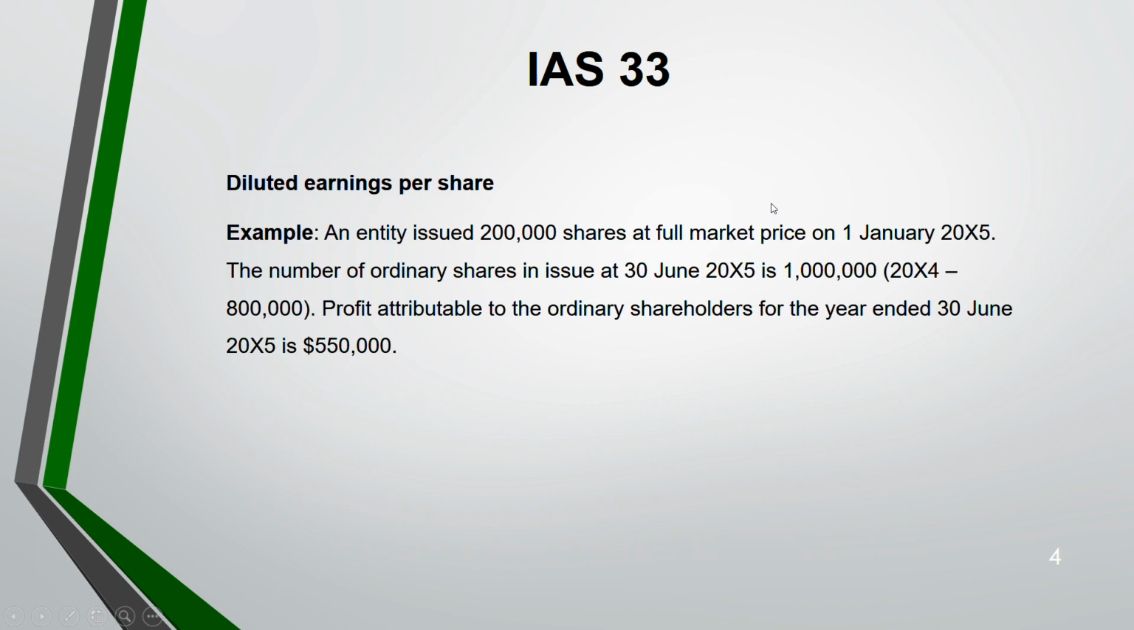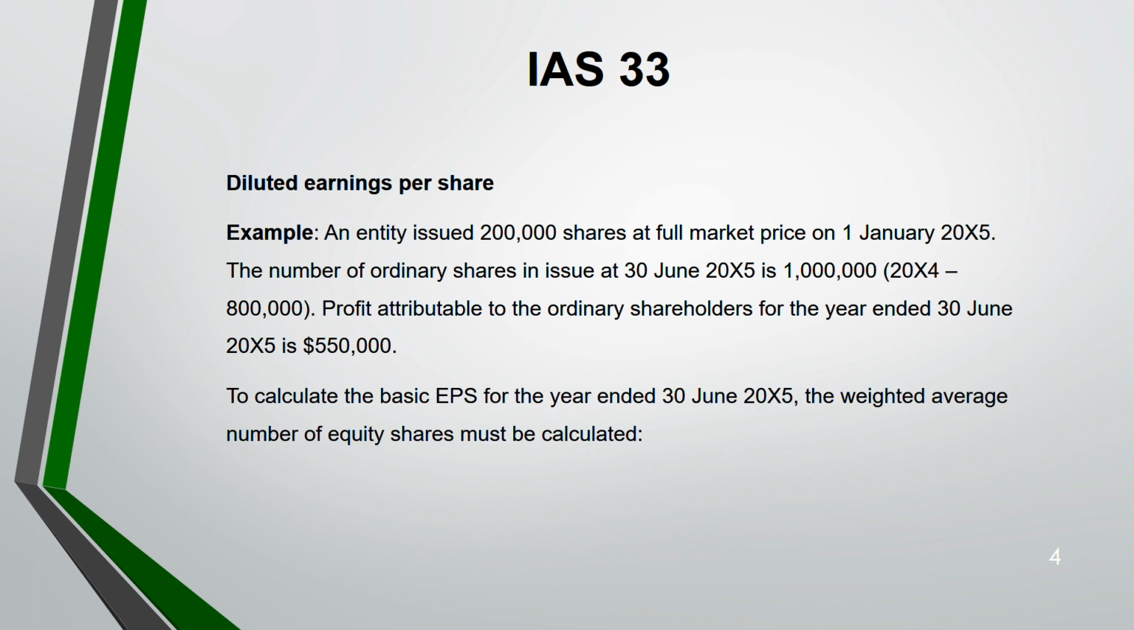Now, example. An entity has issued 200,000 shares at full market price on 1st Jan 2005. Date is very important. Number of ordinary shares in issue at 30th June 2005, that is after 6 months, is 1 million. So if you calculate the difference, how much they have issued, 1 million minus 200,000, 800,000, and the profit is 550,000 for 30th June.